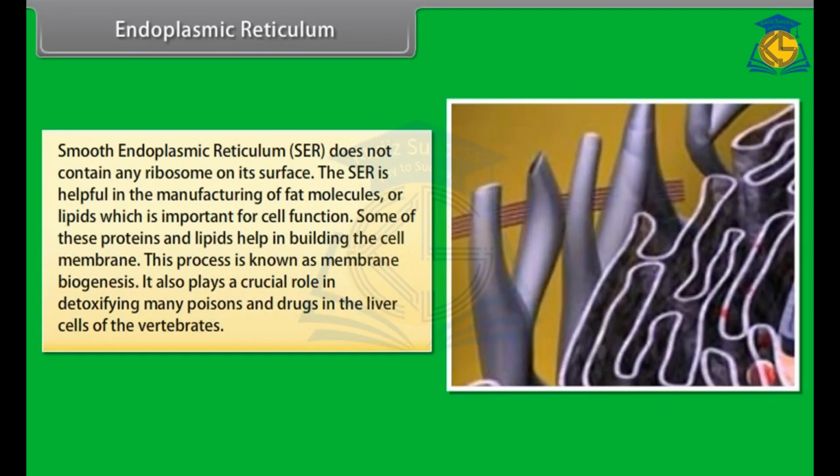Smooth endoplasmic reticulum, SER, does not contain any ribosome on its surface. The SER is helpful in the manufacturing of fat molecules or lipids, which is important for cell function. Some of these proteins and lipids help in building the cell membrane. This process is known as membrane biogenesis. It also plays a crucial role in detoxifying many poisons and drugs in the liver cells of the vertebrates.